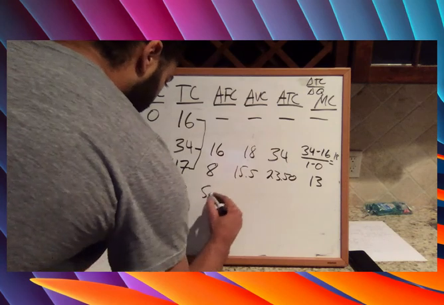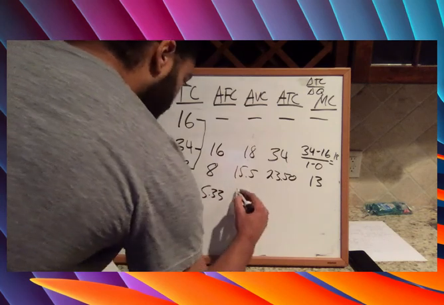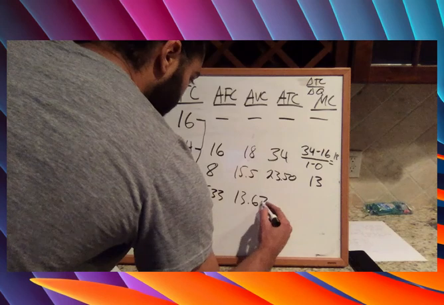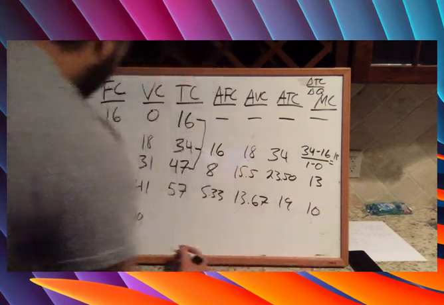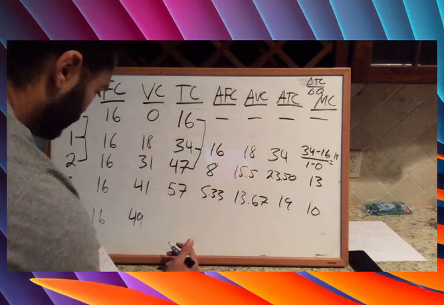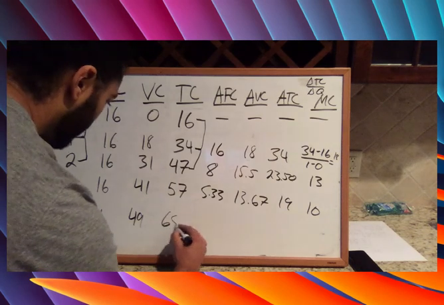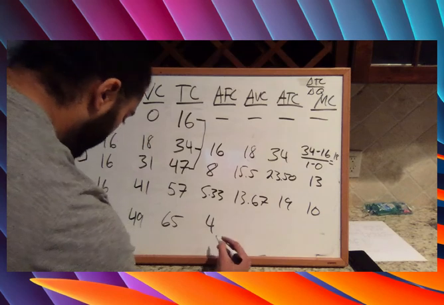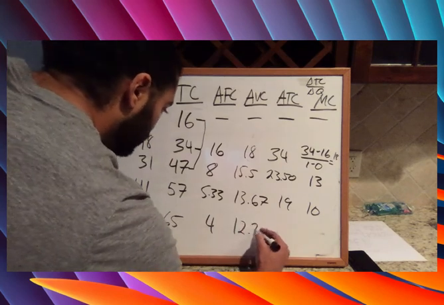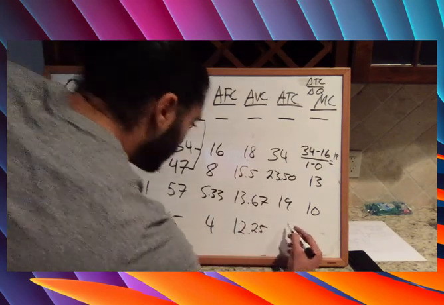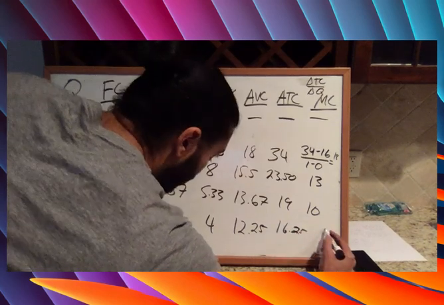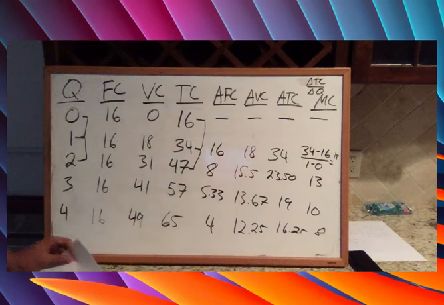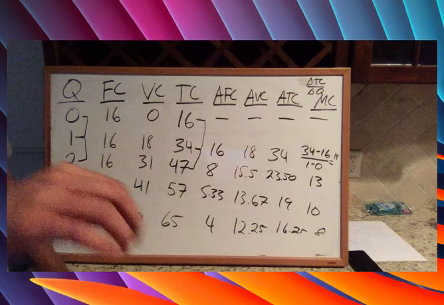57, 5.33, 13.67, 19, 10, and then for our last one, it's going to be 65, 4, 12.25, 16.25, and then 8. So this is what it should look like. Again, by doing the calculations, you should be able to answer these questions.